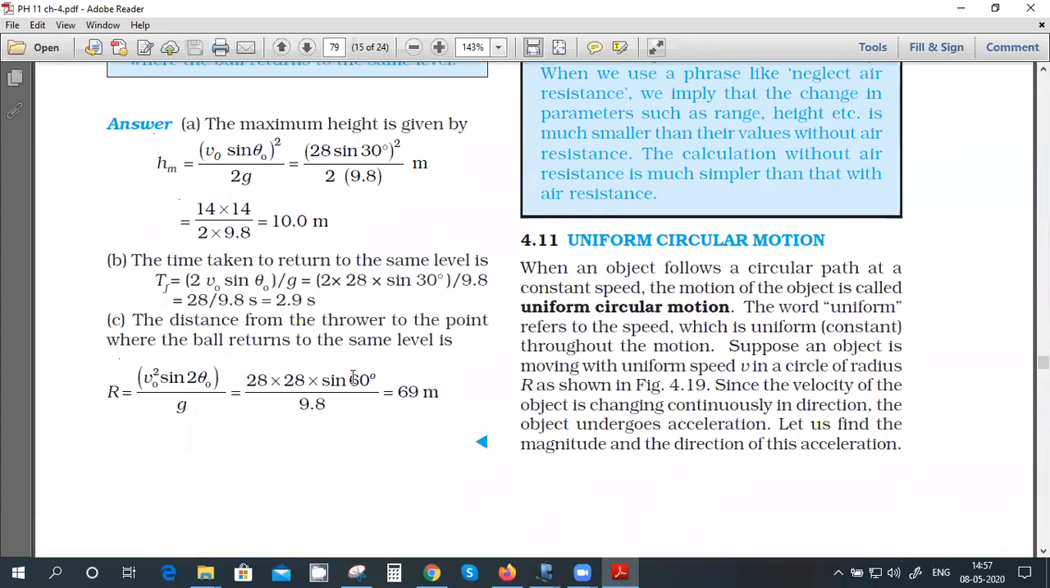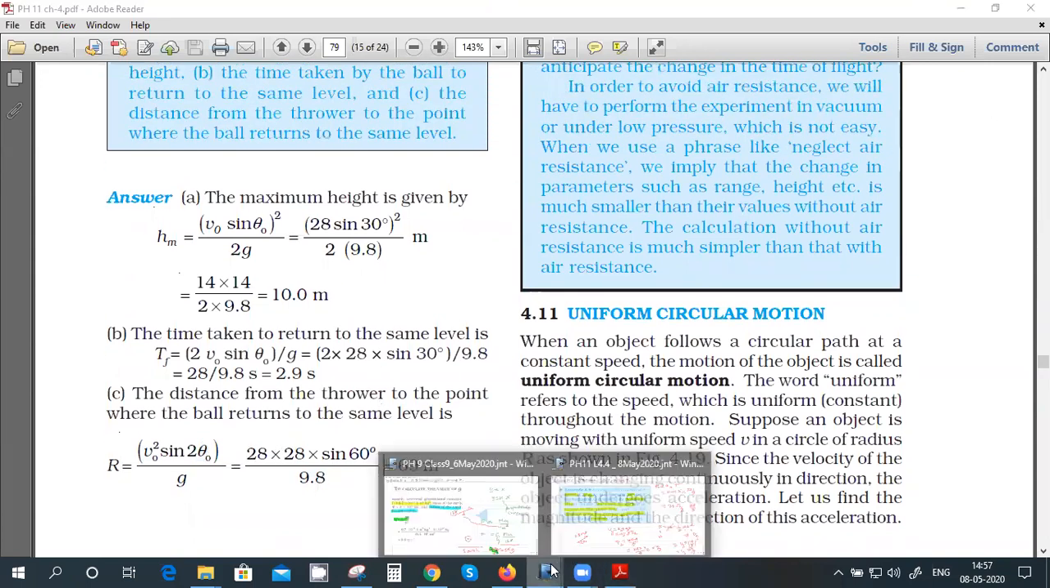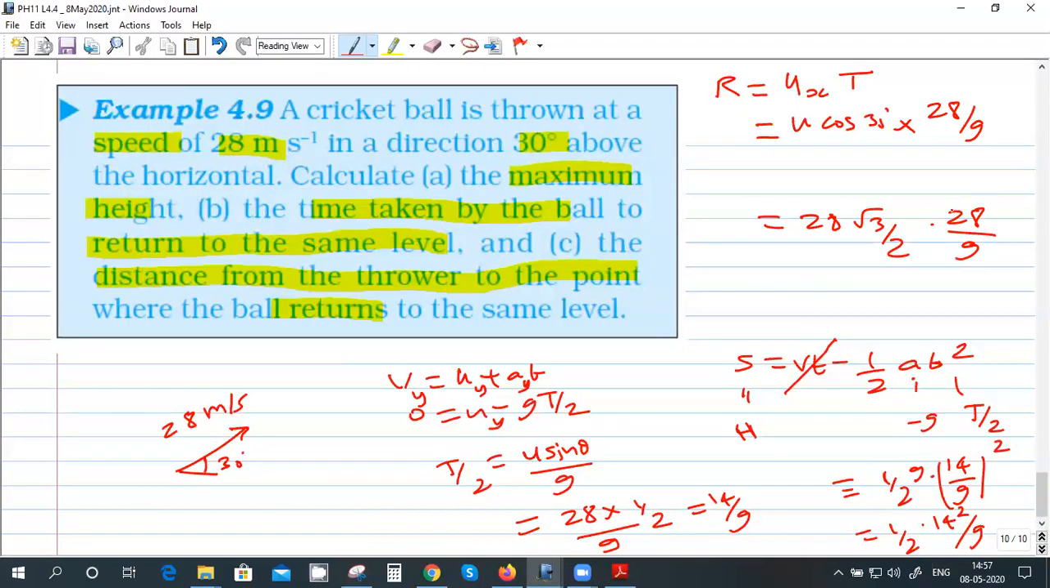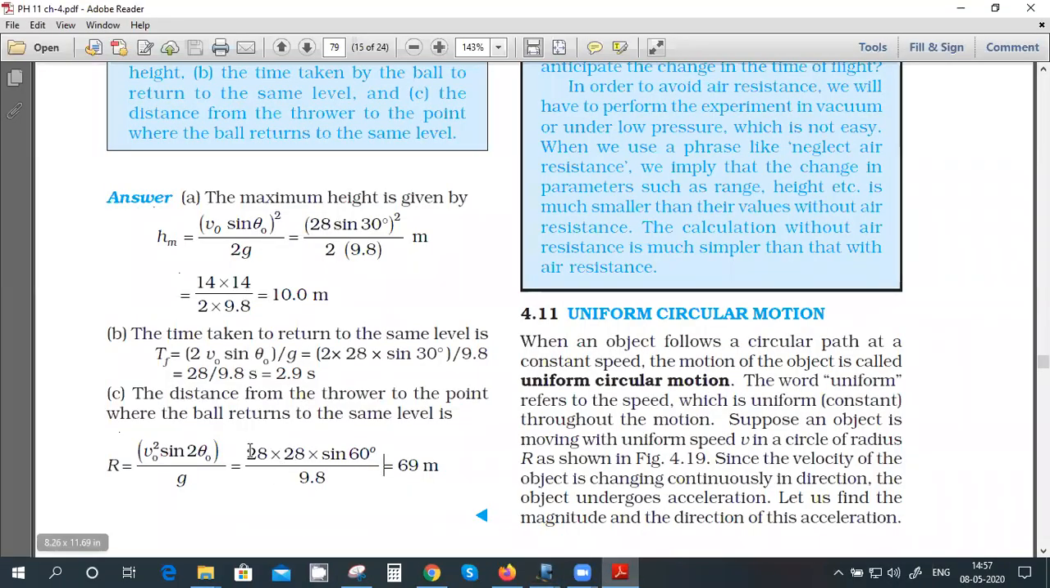28 square root 3 by 2 by g. Sin 60 is root 3 by 2. Yes, no? 28 square by g into sin 60. 28 square by g, sin 60 is root 3 by 2. Correct, no? Yes, sir. This is sin 60, and then it's 28 square by g.